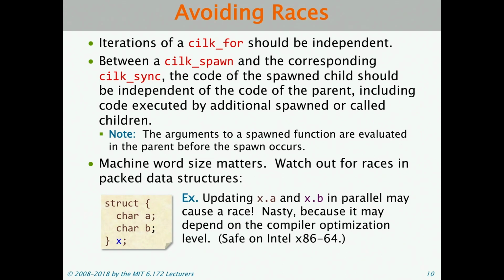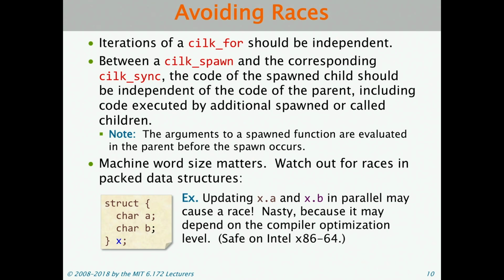And another thing to note is that the machine word size matters. So you need to watch out for races when you're reading and writing to packed data structures. Here's an example. I have a struct X with 2 chars, A and B. And updating x.a and x.b may possibly cause a race. And this is a nasty race because it depends on the compiler optimization level. Fortunately, this is safe on the Intel machines that we're using in this class. You can't get a race in this example, but there are other architectures that might have a race when updating the 2 variables A and B in this case.